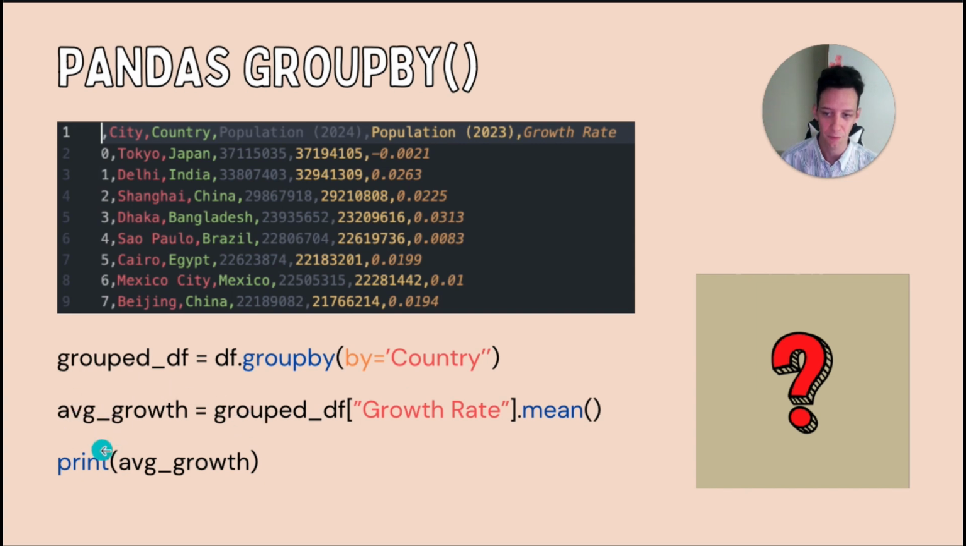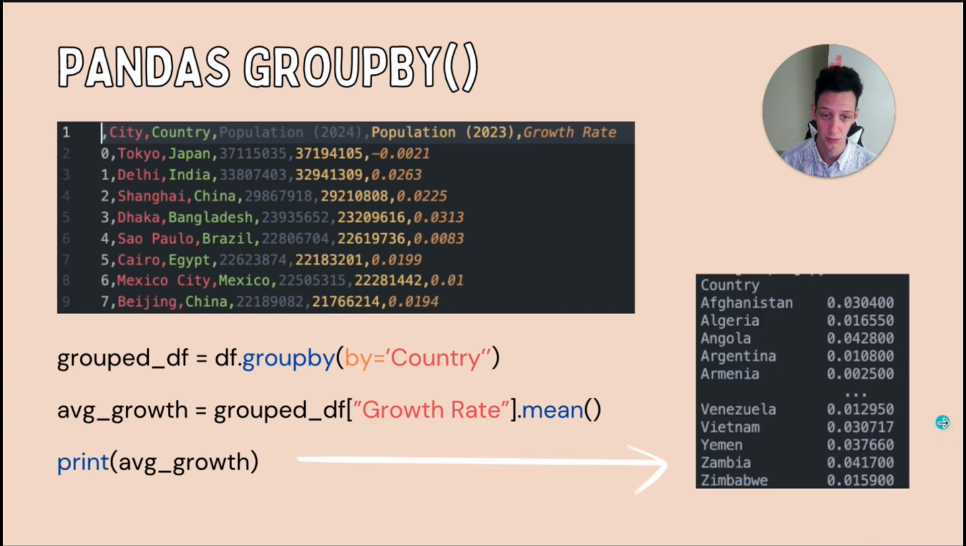Now I could get the average growth of each of those countries. So I take my grouped data and I can target, I'm applying a filter onto that. I want to get the growth rate of each country and I want to calculate the mean of that. What do you think it's going to print off? What might that look like? Well, it's going to look something like this.